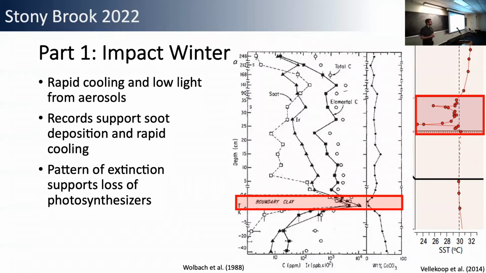All that said, there are a few records that suggest rapid cooling after the impact in line with theory. So here's just a sea surface temperature record. And this area highlighted here is the first few years after the impact event, suggesting about 7 degrees of cooling locally. There's also evidence from sedimentary deposition suggesting there was a lot of material ejected from the impact. So there's iron nanoparticles that are found around the globe. There's widespread soot deposition as shown in this plot here that spiked right at the boundary as well. And so all these things, as well as the patterns of extinction, support both cooling and a loss of photosynthetic activity.